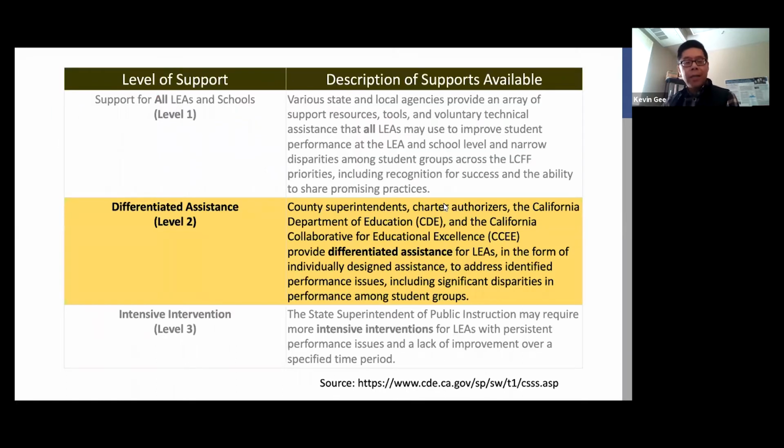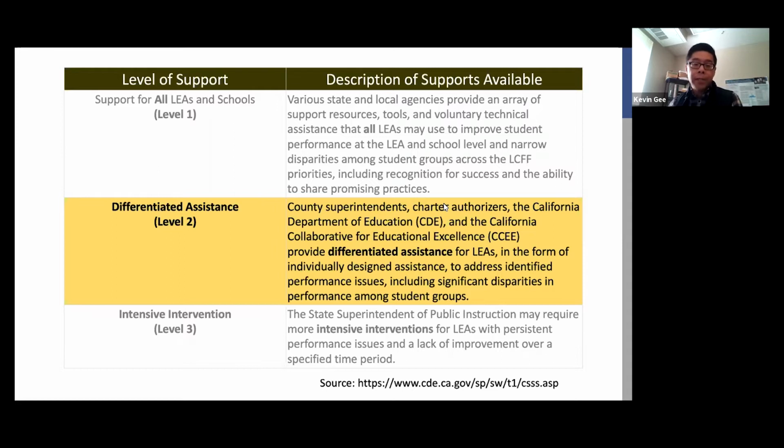So just to give you a high-level overview of differentiated assistance, many of you know that California has this three-tiered system, level 1, 2, and 3. Differentiated assistance sits at that level 2 tier of assistance that are provided to LEAs or districts. And really differentiated assistance is individually targeted assistance that's focused on identifying key performance issues as they relate to some of the indicators. And it's also really targeted to highlight some of the disparities or gaps in performance that occur between student groups as well.